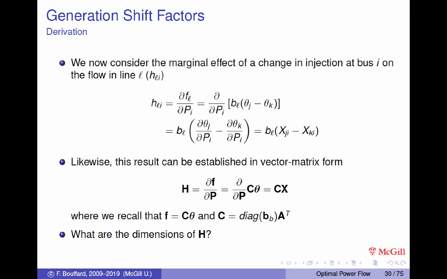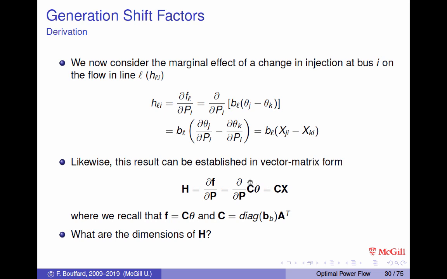So now we have one way to express H as a function of this matrix X. At the same time, when we look at this, H, which is a matrix of these generation shift factors, it's as if we're taking d by dp of C, the matrix C times theta. Remember, C was the diagonal matrix of line susceptances times the transpose of the incidence matrix.